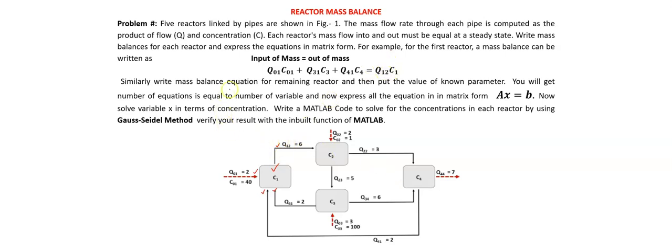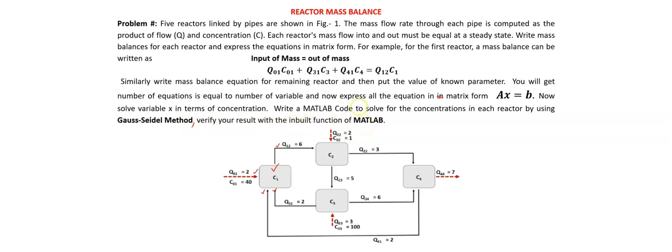Similarly, write mass balance equation for the remaining reactors and then put the value of known parameters. You will get number of equations equal to number of variables, and now express all the equations in matrix form, like Ax is equal to B. Now solve variable x in terms of concentration. Write a MATLAB code to solve for the concentration in each reactor by using Gauss-Seidel method and verify your result with inbuilt function of MATLAB.